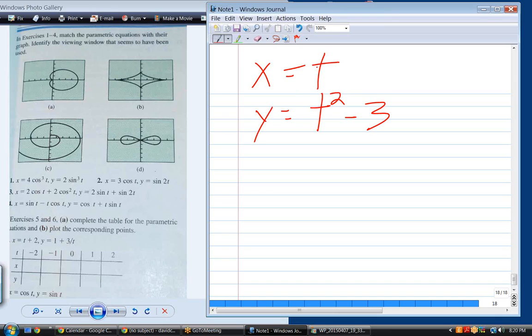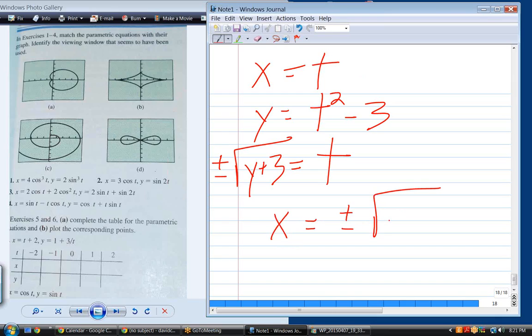Okay, well the first equation's already solved for t. Let's solve the second equation for t. T would be plus or minus the square root of y plus 3. So now setting this t equal to this t means that x equals plus or minus the square root of y plus 3.